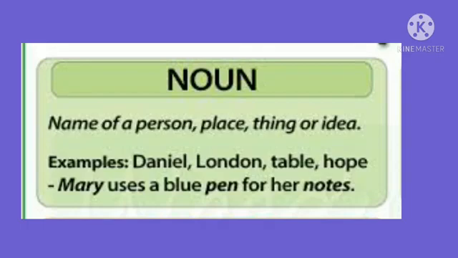What is a noun, children? A noun is a naming word. It is the name of a person, place, animal, thing, or idea. What are the examples we have here? Daniel, London, table, and hope. Hope here denotes an idea, which is also a noun.